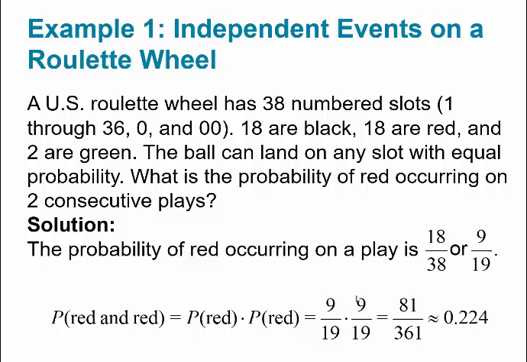First off, the probability of red occurring on any single play is, well, there's 18 red numbers out of 38. So it's 18 out of 38 or just 9 out of 19. If we're going to play twice in a row, I want to get a red number and then another red number. Well, whenever you see the and statement, it's going to imply multiplication. So it's the probability you get a red, which is 9 out of 19, times the probability you get another red, which is 9 out of 19, which is 81 out of 361, which is roughly 0.224. So there's a 22.4% chance that you will get red two times in a row.